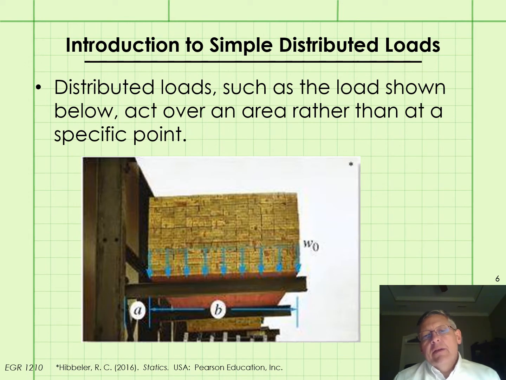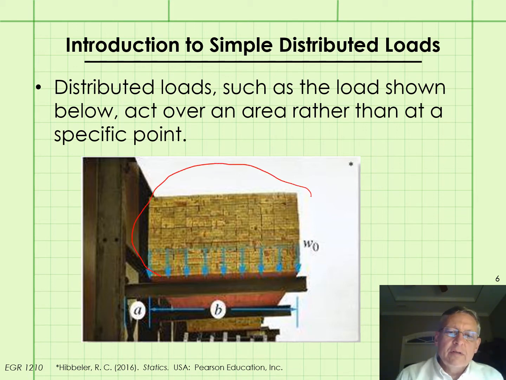Now let's look at simple distributed loads. Distributed loads are loads that act over an area rather than at a specific point. So remember that up to now we've assumed that all our forces or loads all acted at a specific point. Now in the example shown here, you can see a bundle of what looks like 2x4s, a real world situation, and the weight of that bundle does not act at a specific point. It acts over some area or specific length if we're looking at it in 2D.